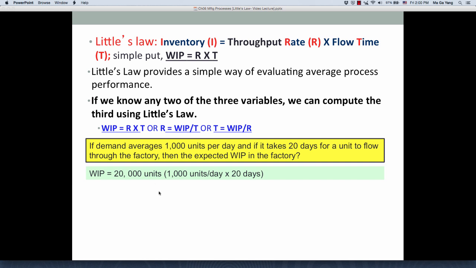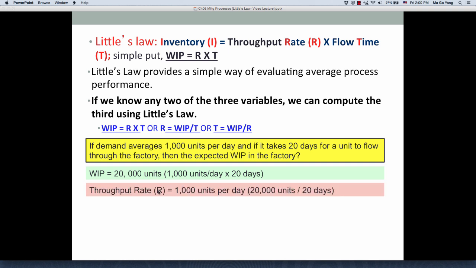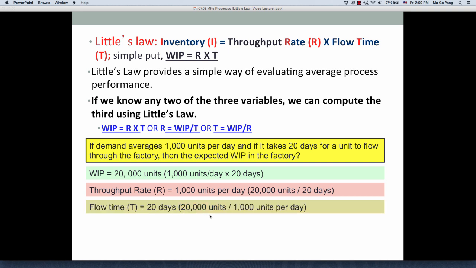How about throughput rate? To compute the throughput rate, we can take inventory and divide by flow time. Here 20,000 units divided by 20 days is equal to 1000 units per day. To get flow time, we divide inventory by throughput rate. So 20,000 units divided by 1000 units per day. That is 20 days. That's your flow time.